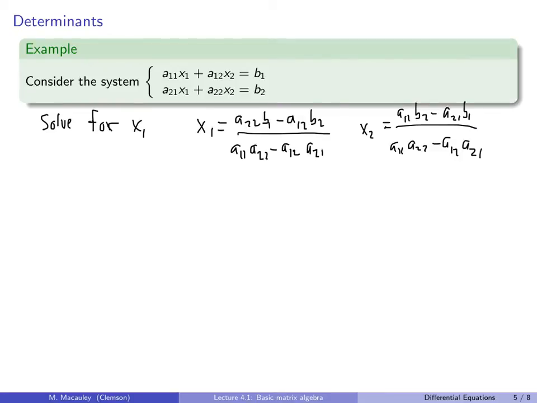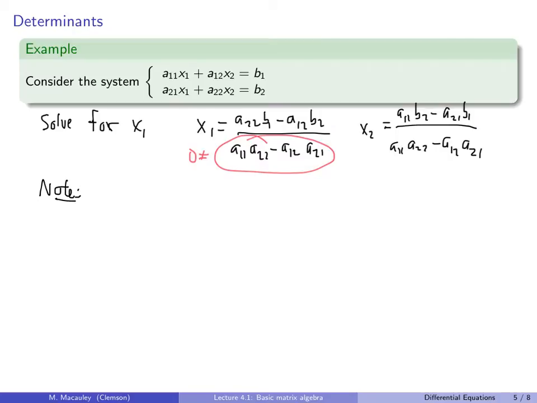So I want you to notice something. Of course this is going to work assuming this denominator is non-zero. Otherwise you can't divide by this. So let me circle this. This thing better be non-zero if you want to be able to solve for x1 and x2 like this. So let's write that out.